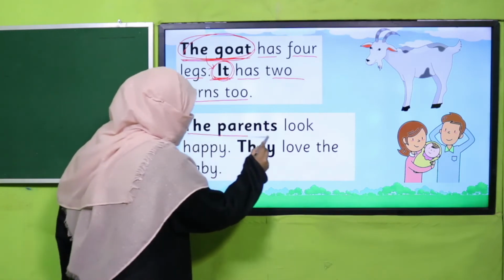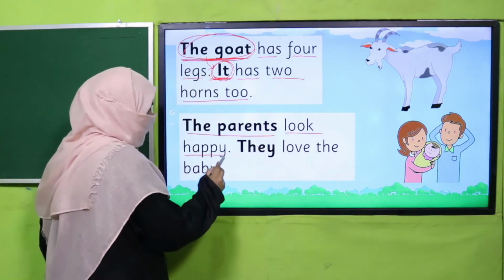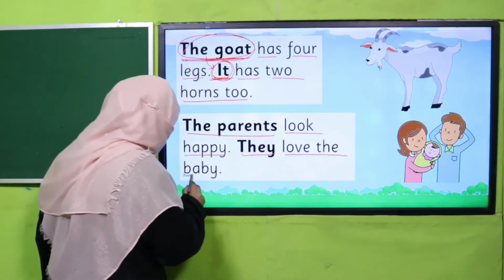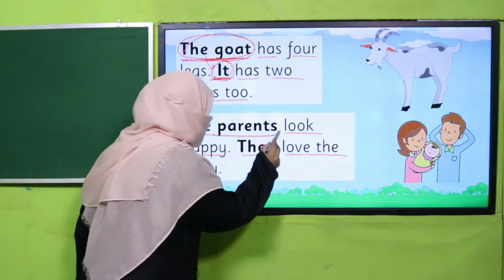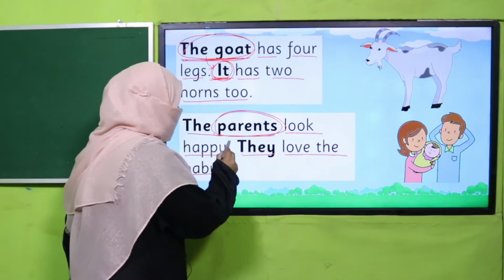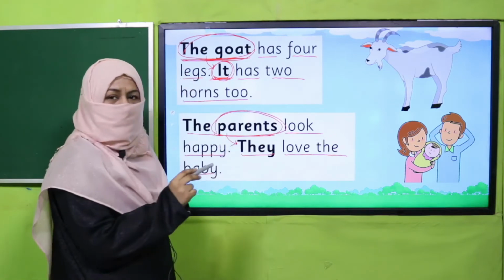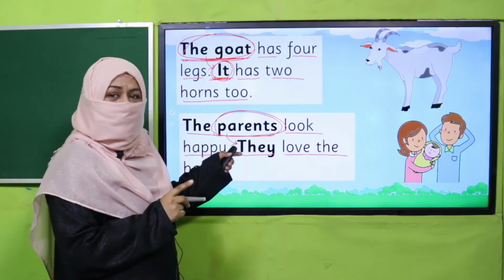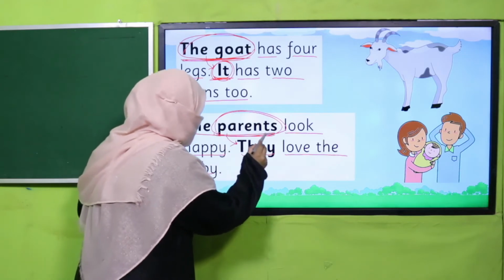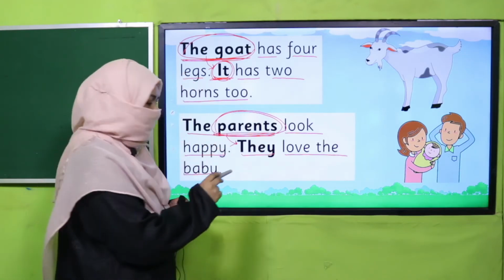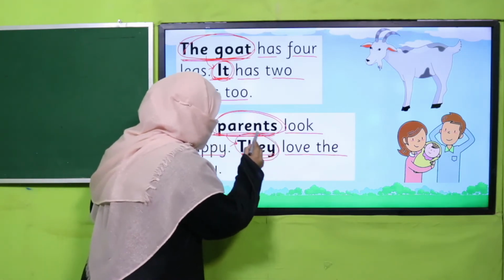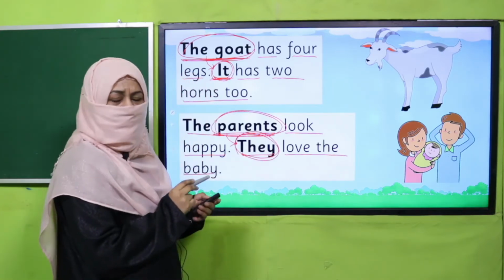The parents look happy. They love the baby. Now parents is a naming word and we have replaced it with they because they are plural. So the third person plural is replaced by they, substitution word they, right? Okay.